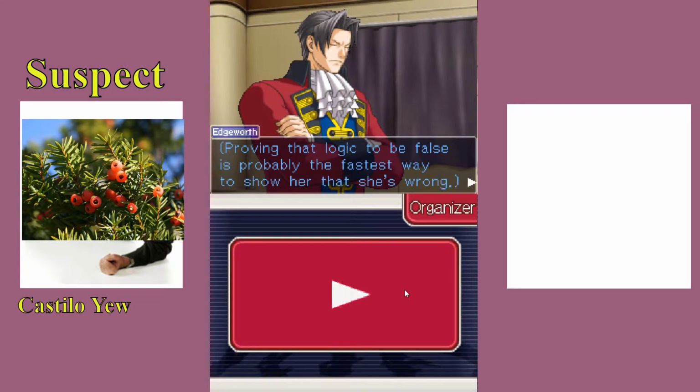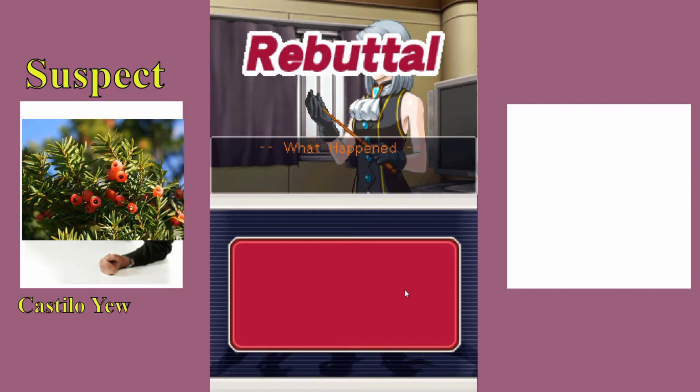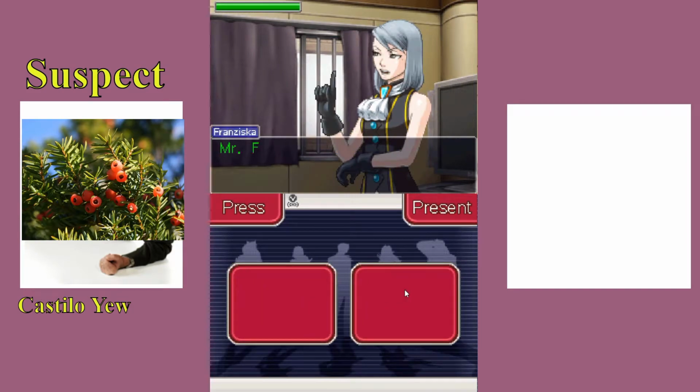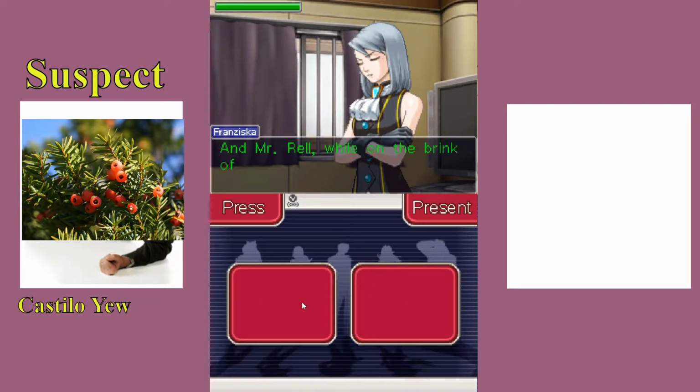Proving that logic to be false is probably the fastest way to show that she was wrong. In that case, I should first look for any holes in her theory. So, how am I gonna attack this? Let's see. So, instantaneous. Obviously that Mr. Faraday died after he shot Rel. Was on the brink of death.